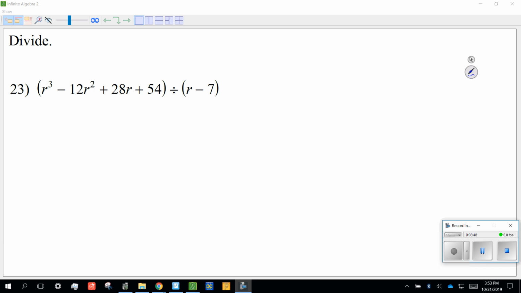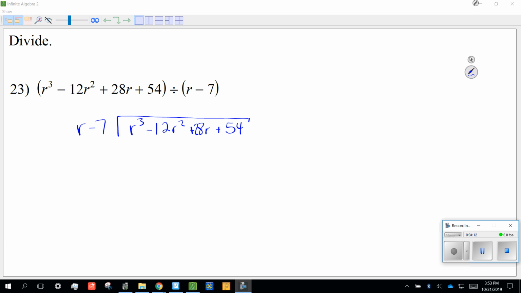Okay, jumping to number 23. It just says to divide, and so that could either mean long division or synthetic division. I'm going to do long division because I'm a glutton for punishment. So, how many times will r minus 7 go into r cubed minus 12r squared plus 28r plus 54?